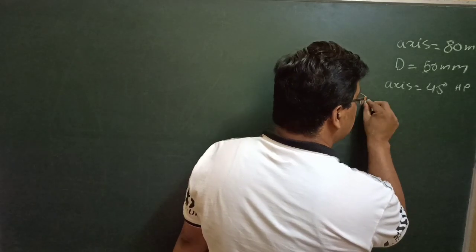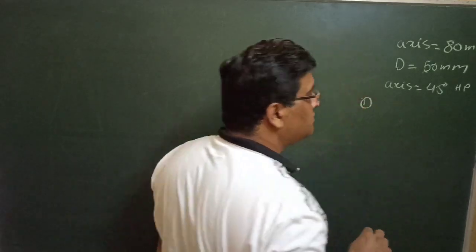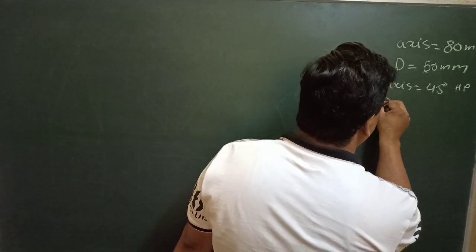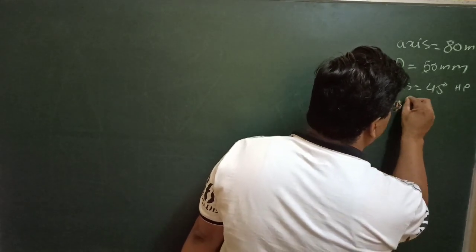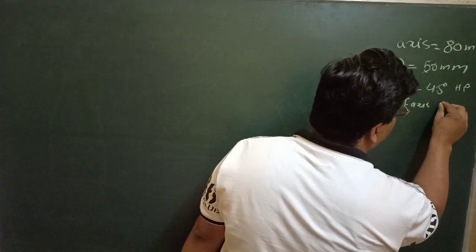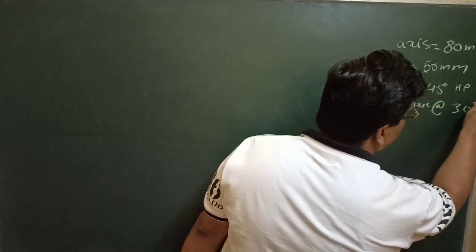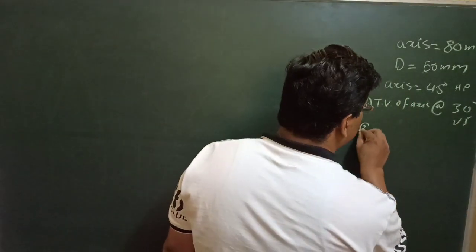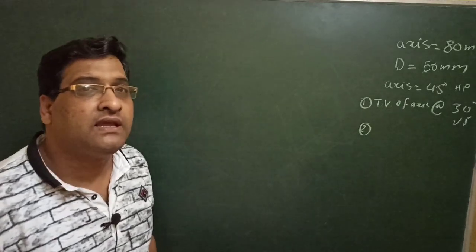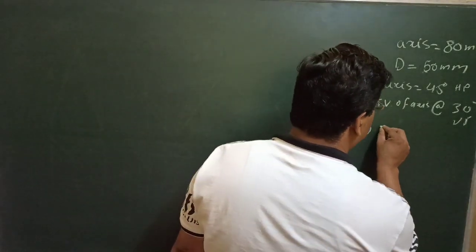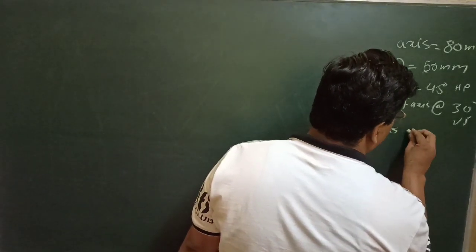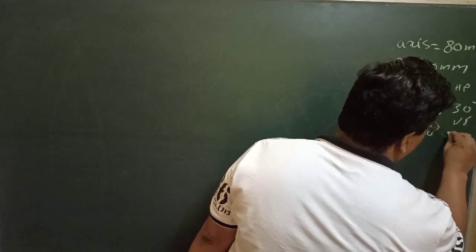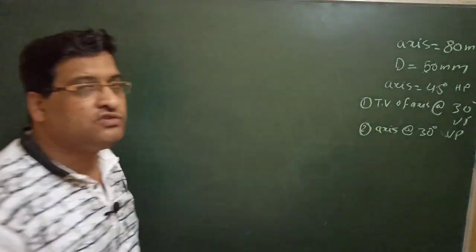there are two cases here. Number one, the top view of the axis makes an angle of 30 degree with the VP, and second, the axis itself makes an angle of 30 degree with the VP. So this is the condition.